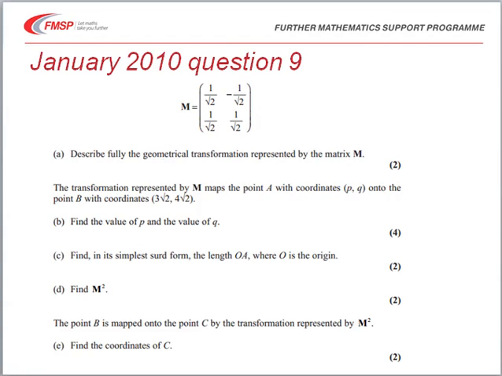And then moving on to a different part of the question, in part D, simply asked to find the matrix M squared, and in part E, then asked to use that new matrix M squared to transform the point B to a new point C.